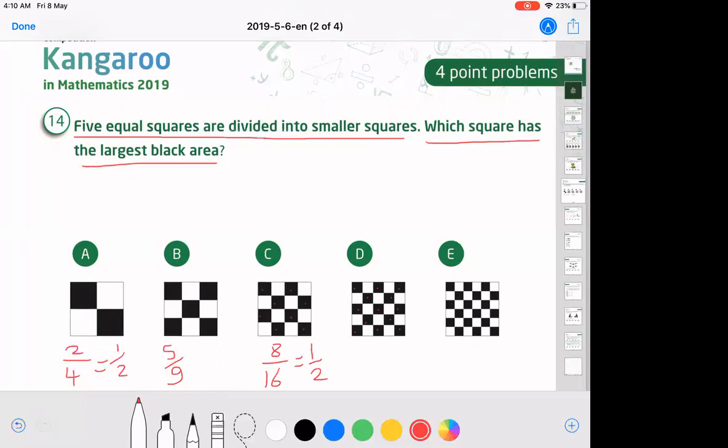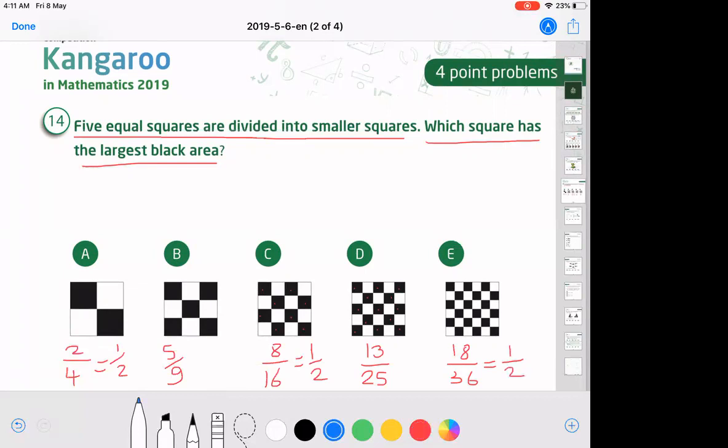Choice number 4, we have here the number of the black is 13 black, and the total number of squares is 23. Here's the number of black small squares, it's 18, and the total is 36. If we need to simplify, we divide 18 up and down, it will be half.